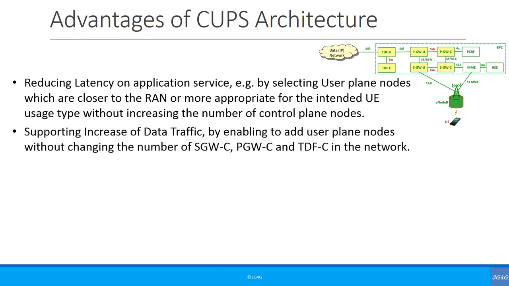Supporting increase of data traffic by enabling to add user plane nodes without changing the number of control plane nodes in the network. This is what I discussed earlier, the way they did it when they created 4G. They separated the MME for control plane and the serving gateway, PDN gateway for the user plane. The intention was, if you have a network with a lot of signaling, you can increase the number of MMEs. Similarly, if you have a lot of data traffic, you can increase the number of serving gateways and PDN gateways. You apply the same principle here when there is an increase in data traffic.